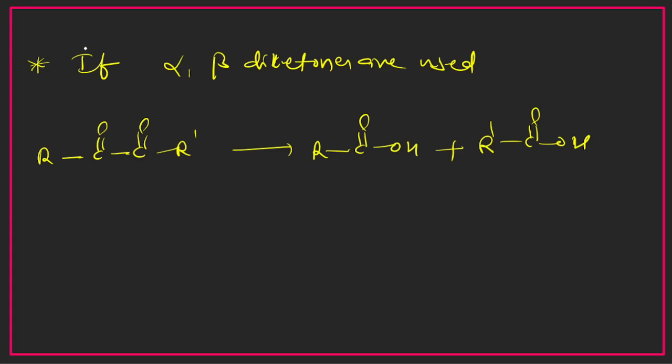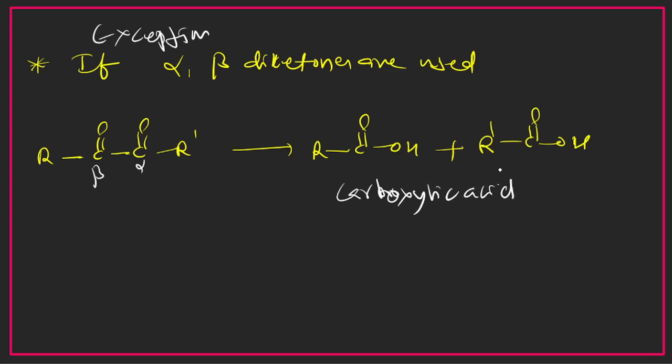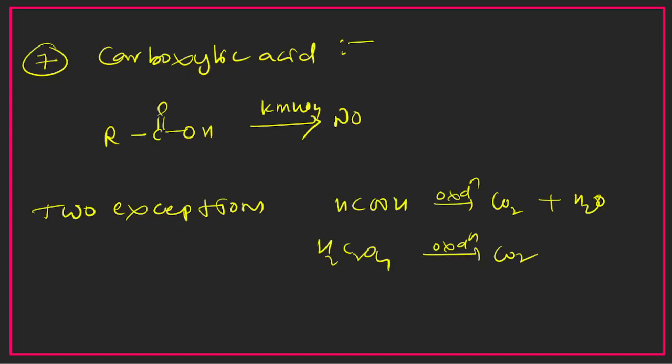Alpha beta diketones are an exception for ketones. Alpha beta diketones are oxidized and give carboxylic acids. Have a look at the next one.